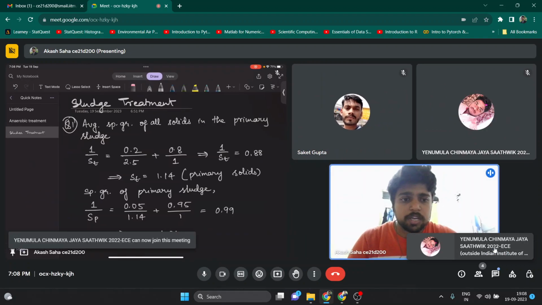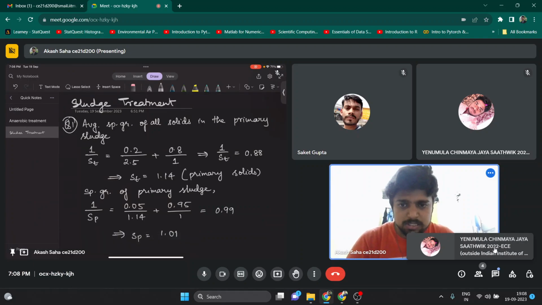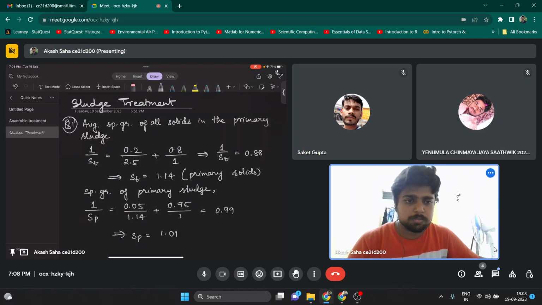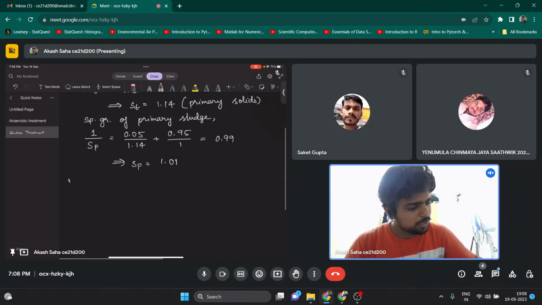I hope you are able to differentiate between the specific gravity of the primary sludge and also the primary solids. Both are different things. So we have found out the specific gravity of both the things. So now to find out my volume of primary sludge.